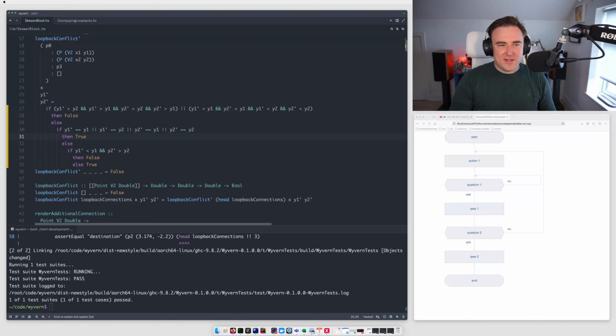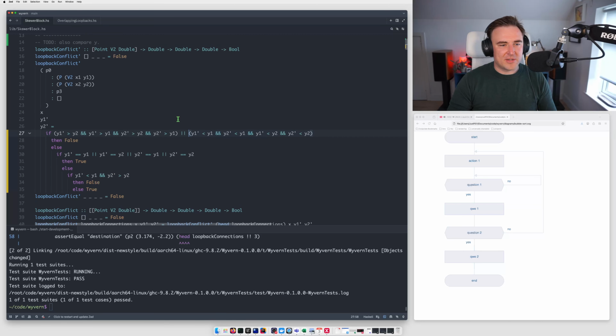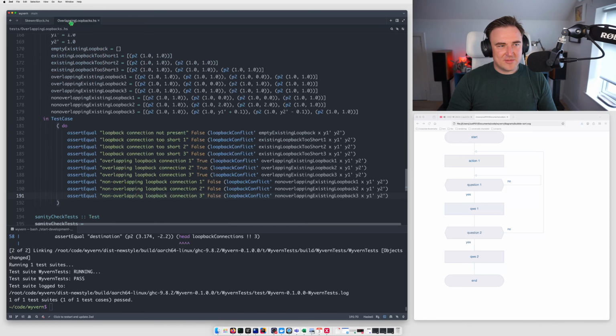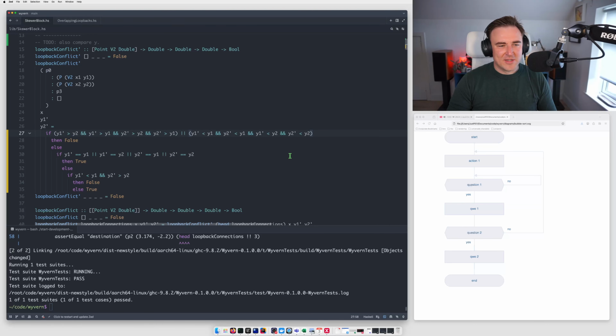So yesterday, or during the last session, whenever you watched it, I worked on these conditions that would help us detect loopback conflicts. We have some unit tests ready. Well, actually, lots of them. And I believe this needs to be fleshed out and corrected a little bit before we can declare full victory.